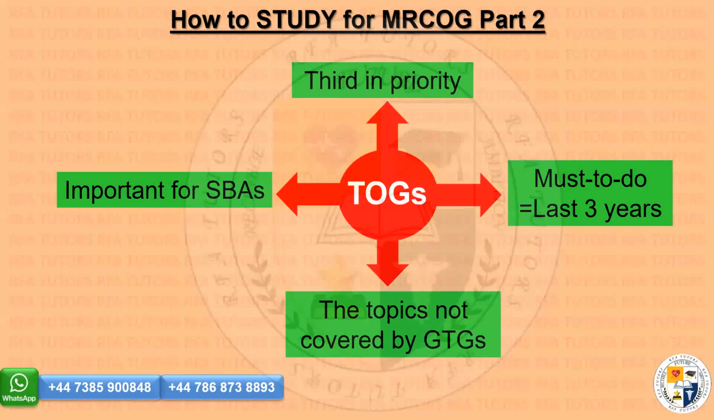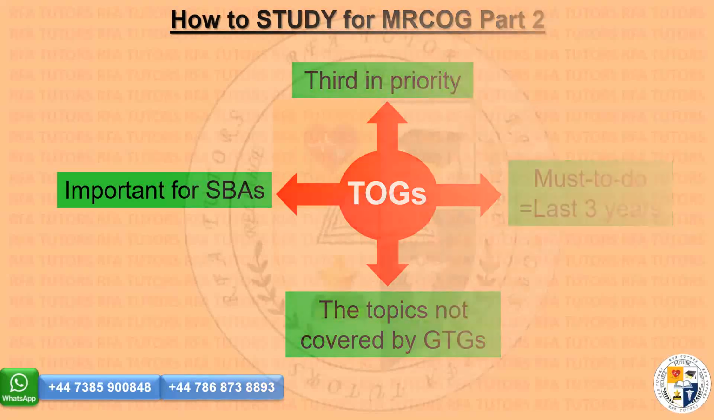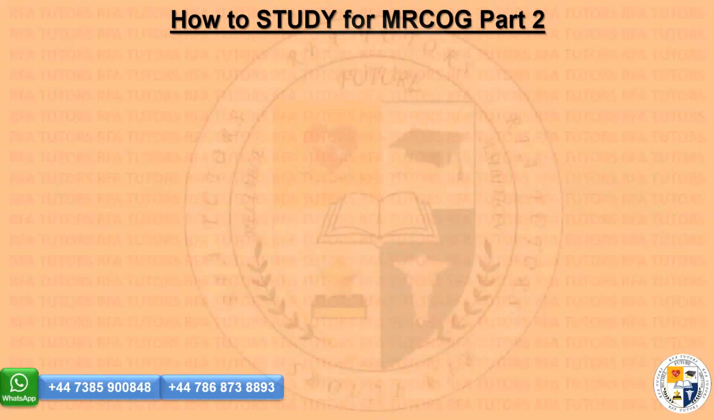In addition to that, we have to do the last 3 years talks, and those talks which are not covered by the Green Top guideline or the NICE guideline, those would be covered by these talks, and that all would be in your daily schedule. You don't have to search or scrutinize yourself. They've already been in the sequence of the module-wise study, and you have already been given the details of the daily schedule, right? Only those talks have to be done.